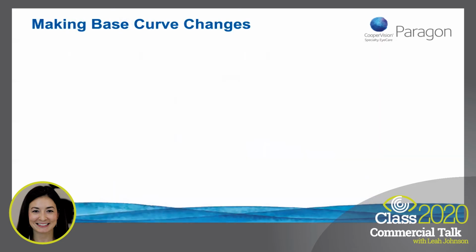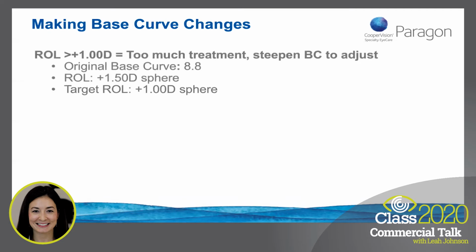So here are some examples that we're going to discuss on when we would want to make a base curve change. Do you remember GP laws of SAM-FAP? Steepen a base curve, add minus. Flatten a base curve, add plus. The same rules apply here to Ortho-K. If we want to add plus to the targeted refraction, we want to flatten the base curve. If we want to add minus to the targeted refraction, we will want to steepen the base curve.